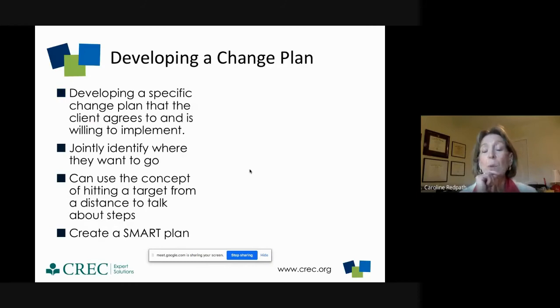And then that's when we can put a change plan in place where we develop specific strategies. We want them to come up with as many of those as possible. And that's what really differs from kind of where we are now. We want to use their ideas and guide them to how they might get there and kind of jointly go where they want to go.